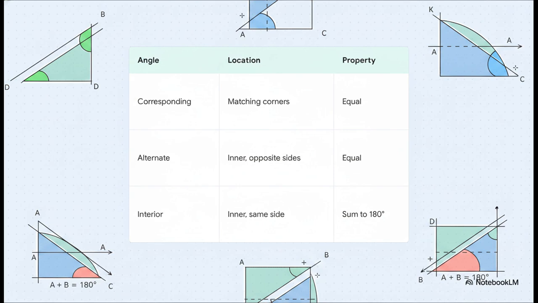You'll want to mentally screenshot this because it summarizes the 3 absolute rules for transversals that you need to know to determine parallel lines. First, corresponding angles. These are the angles sitting in the exact matching corners at each intersection, and they are completely equal. Second, alternate angles. These are located on the inner side, but on opposite sides of your transversal line. They are also exactly equal. And finally, interior angles. These sit inside the parallel lines on the same side of the transversal, and they will always sum to 180 degrees. If all 3 of those conditions are met, your lines are undeniably parallel.